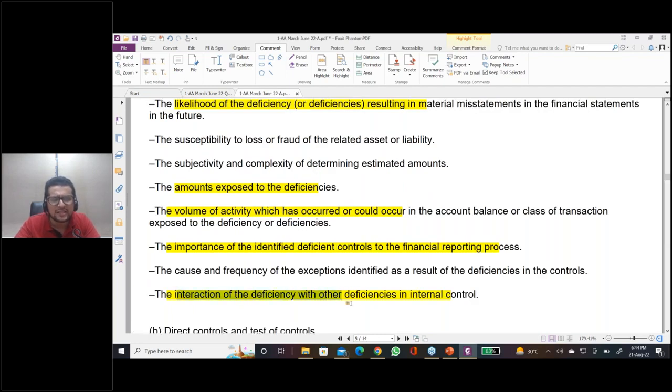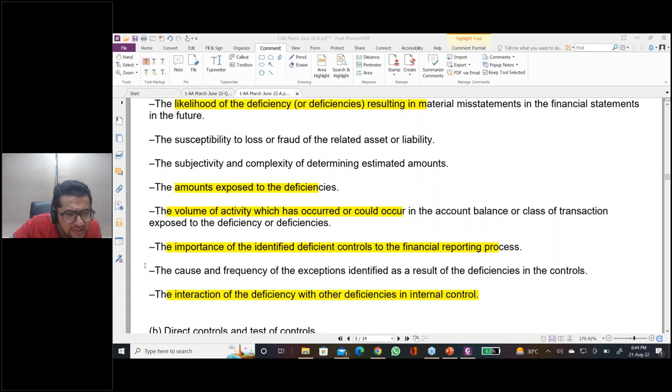The interaction of the deficiency with other deficiencies in the internal control system, that makes it significant. So you have to explain. That's it. You can keep it short. Is this clear? Okay, clear. Naila, clear. Anshara, clear.